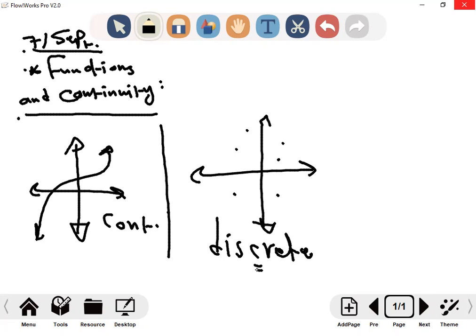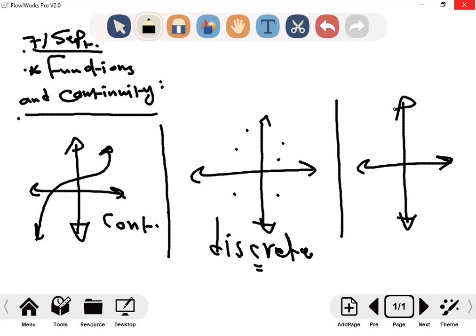Now, the last type, which is the non-continuous. Like this one, for example. See, we have a gap, right? Gap, something empty. So this we call a not continuous function, okay?